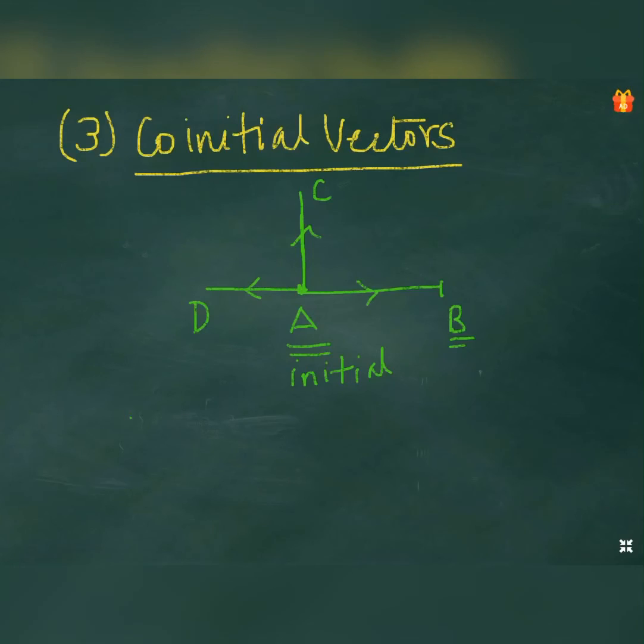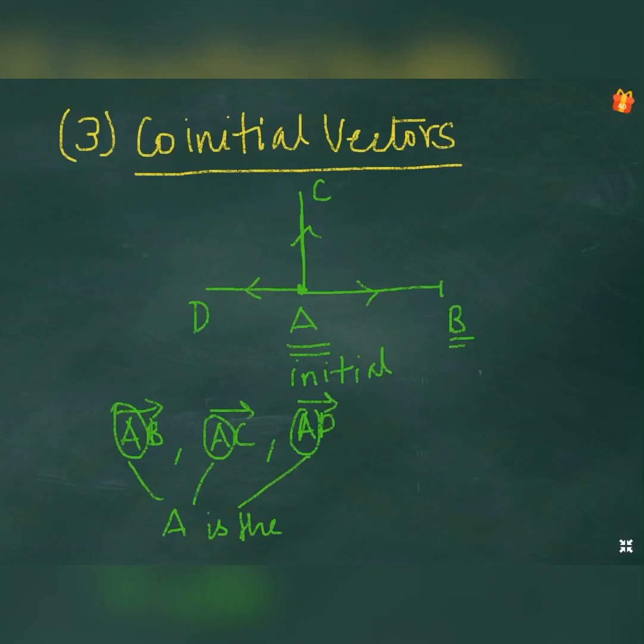So we can say that vectors AB, AC and AD are co-initial vectors. So what are co-initial vectors? Co-initial vectors are vectors having the same initial point. In these three vectors, A is the initial point, so all three vectors have the same initial point A.